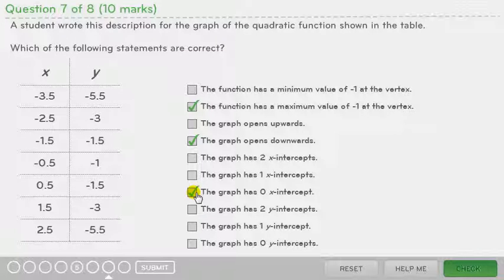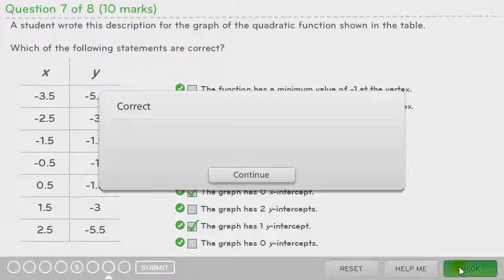And lastly, for our y-intercept. Parabolas always have one y-intercept. That y-intercept occurs when x equals 0. So in between these 2 points here, we can see that x would be equal to 0, and that we would have a given y value associated with that. So this graph is going to have one y-intercept, where it crosses the y-axis. Checking our answers, and we're good.